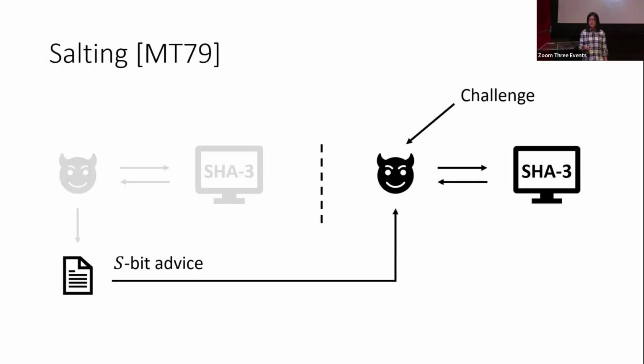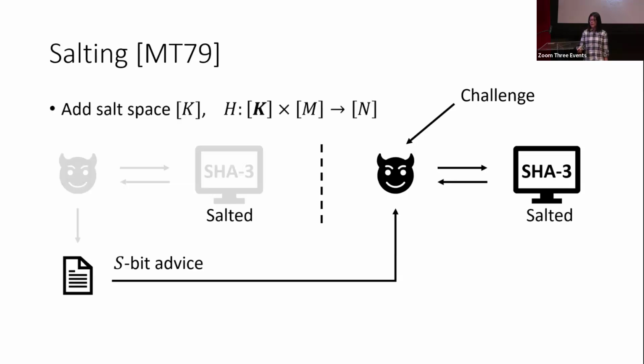A universal and fundamental strategy is called salting. That is to include a random value as a salt in the input. Now the output of the hash function additionally relies on this input salt, which is only randomly sampled and given to the adversary in the online phase.